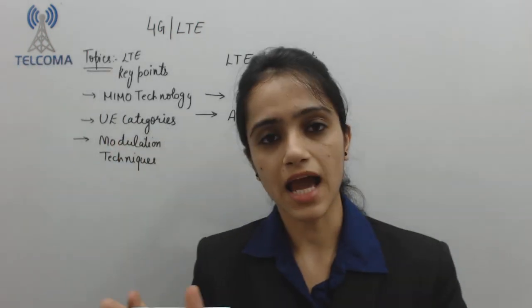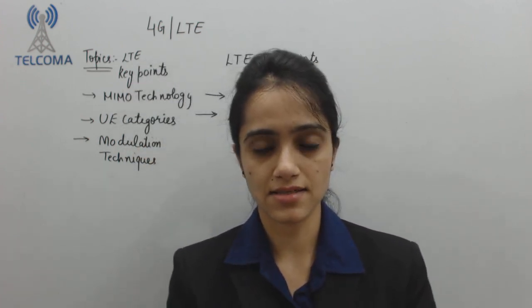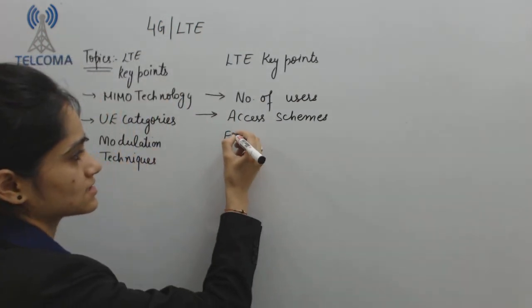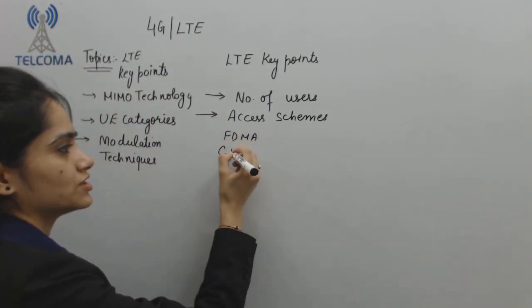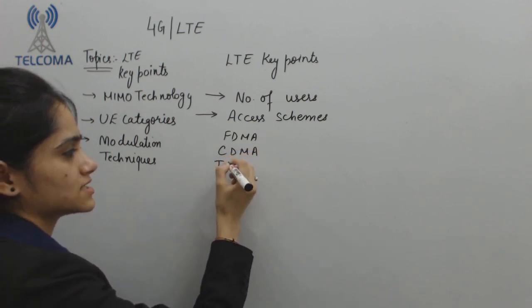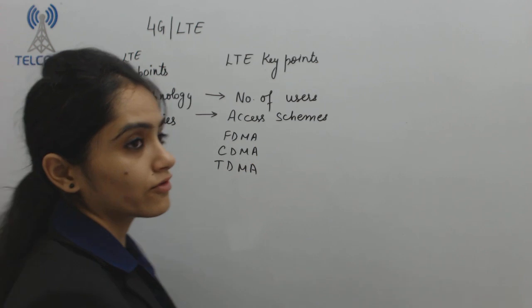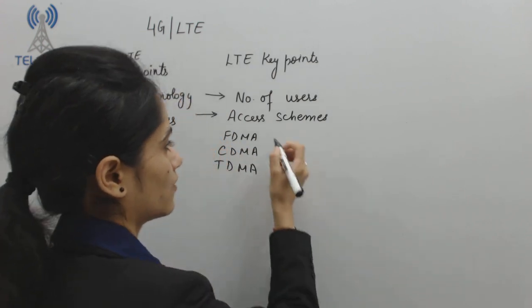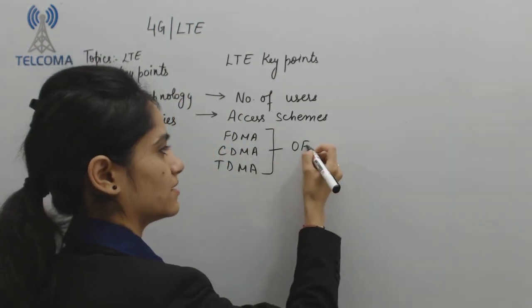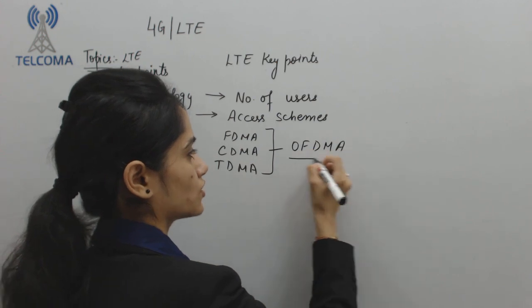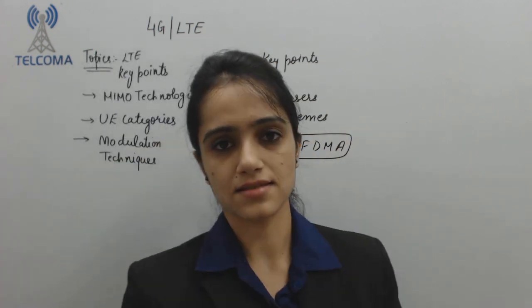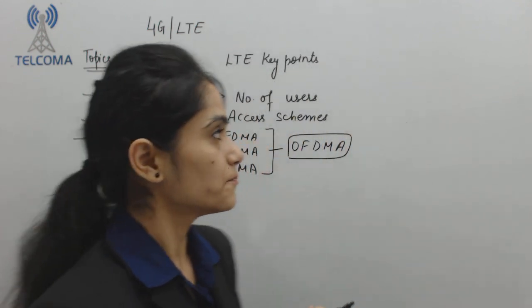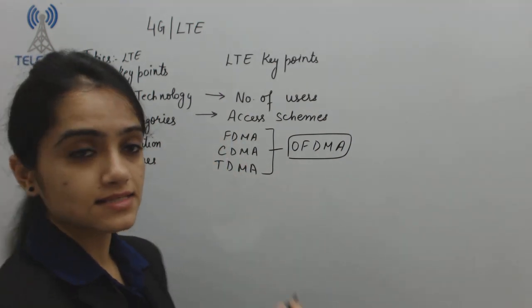Multiple access schemes are TDMA, FDMA, CDMA. We have 3 basic multiple access schemes: frequency division multiple access, code division multiple access, and time division multiple access. Which access technique do we use in our LTE systems? We are going to use OFDMA, which is orthogonal frequency division multiple access. This topic we have discussed and will cover in detail in our classes. Next is MIMO technology.